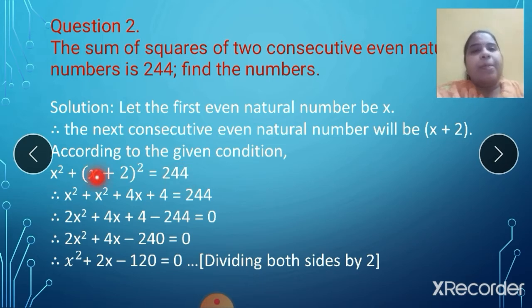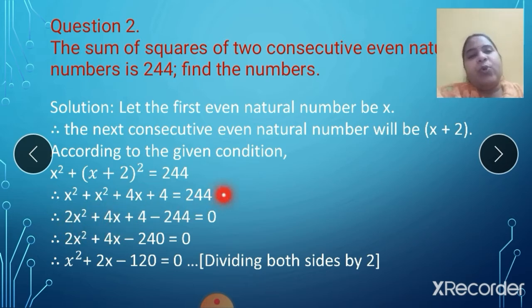After this, (a plus b) the whole square, the formula is a square plus 2ab plus b square. So use that formula. X square will be as it is, this will be x square, 2 2s are 4x, and 2 square is 4, is equal to 244. Like terms you need to add. X square and x square is 2x square, plus 4x as it is.